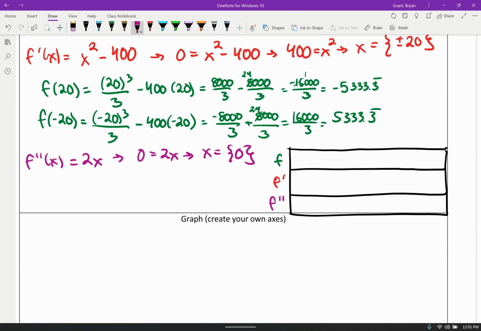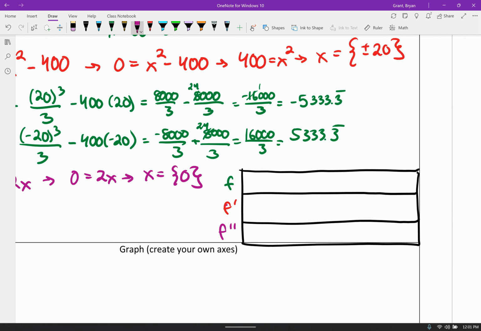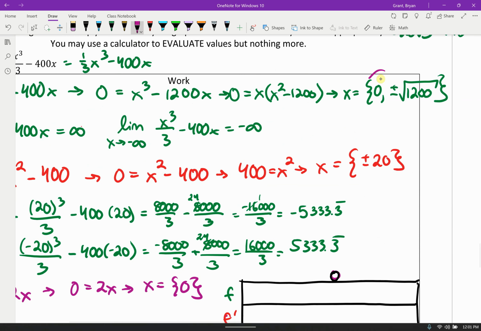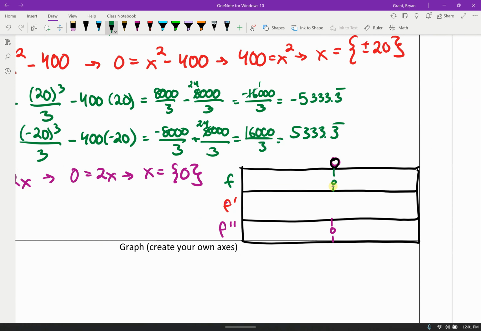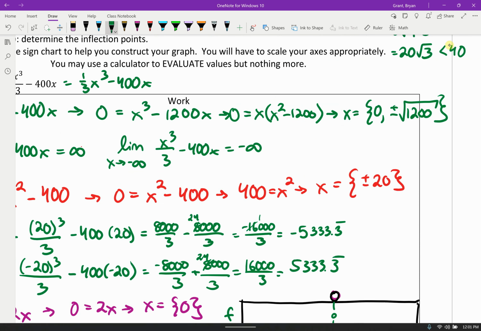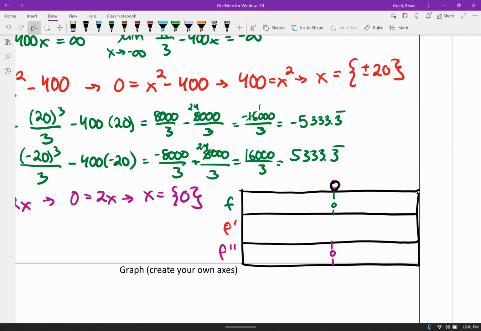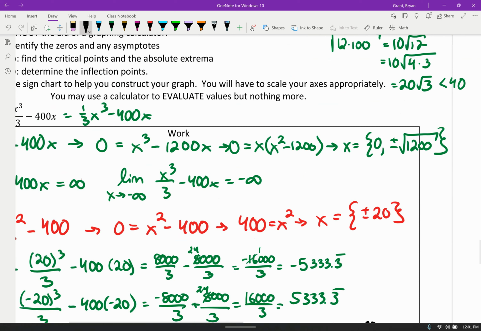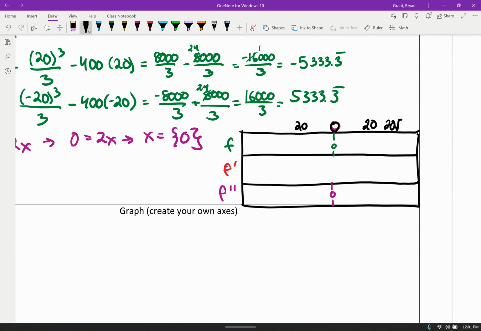So as we go through and look at this, we are going to put in 0 right in the middle, right? And we saw that 0 caused f double prime to become 0. We also saw up above that 0 caused f to become 0, right? That's what zeros do. What else did we find? Well, we found 20 and also the square root of 1200, which is somewhere around 40. So I'm going to go ahead and put my 20s on here, and then my, what do we reduce that to? 20 root 3 on here? Definitely bigger than 20. And negative 20 root 3, need a negative.